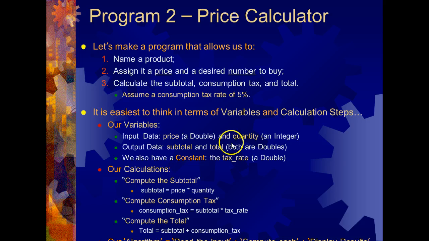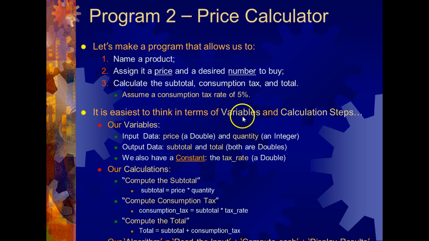So those are our variables, and our price is going to be a double. It's not an integer, so it's a decimal point number, so it's a double, and the quantity is going to be an integer, and the subtotal and the total are both doubles. And then we have a constant, which is the tax rate. That's also a double. Okay?